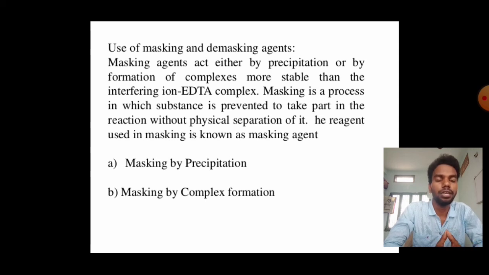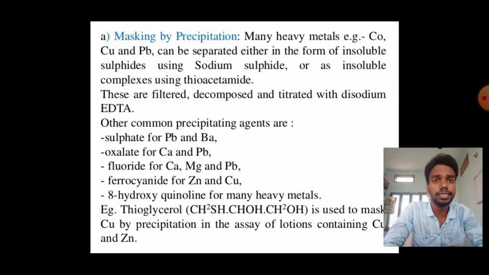So what is masking agent? If you are having 3 metal ions in a solution and you are determining them individually, now we have to mask one, right? So in that case, we add a reagent, that is the masking agent, which forms a precipitate or reacts with only that particular metal ion. That means that particular reagent masks that cation. So that reagent is called a masking agent, right? Here I am giving masking by precipitation, right?